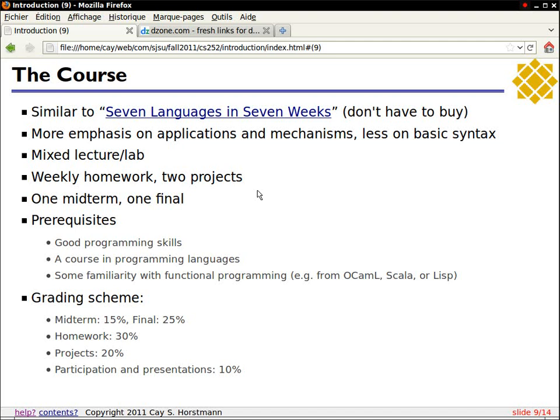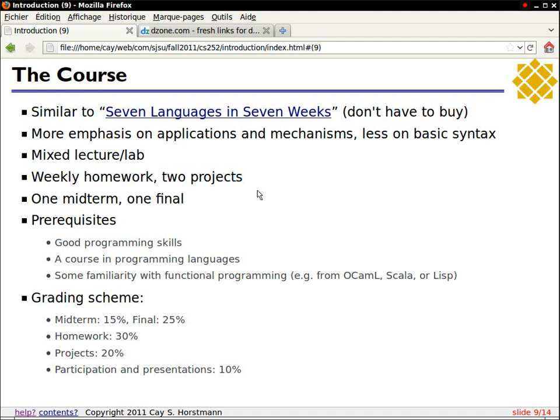So there'll be a midterm and a final. Prerequisites are, of course, good programming skills. If you don't feel that you can code, you are not going to enjoy a class in programming languages. Just like, if you don't think that you can solder, you probably shouldn't be in the hardware. I have no idea. I'm not a hardware guy.